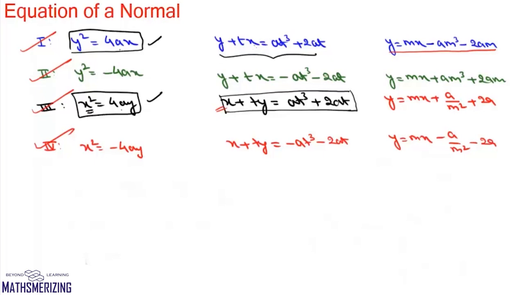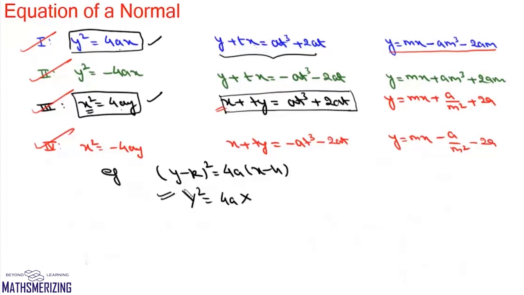Now suppose we are not given the parabola in the standard form, but we are given a parabola whose axes are parallel to the coordinate axis. Say for example, suppose we have this parabola which is (y minus k) whole square equals 4a (x minus h). So for this parabola, we'll compare it with the standard parabola, which is capital Y² equals 4a capital X.